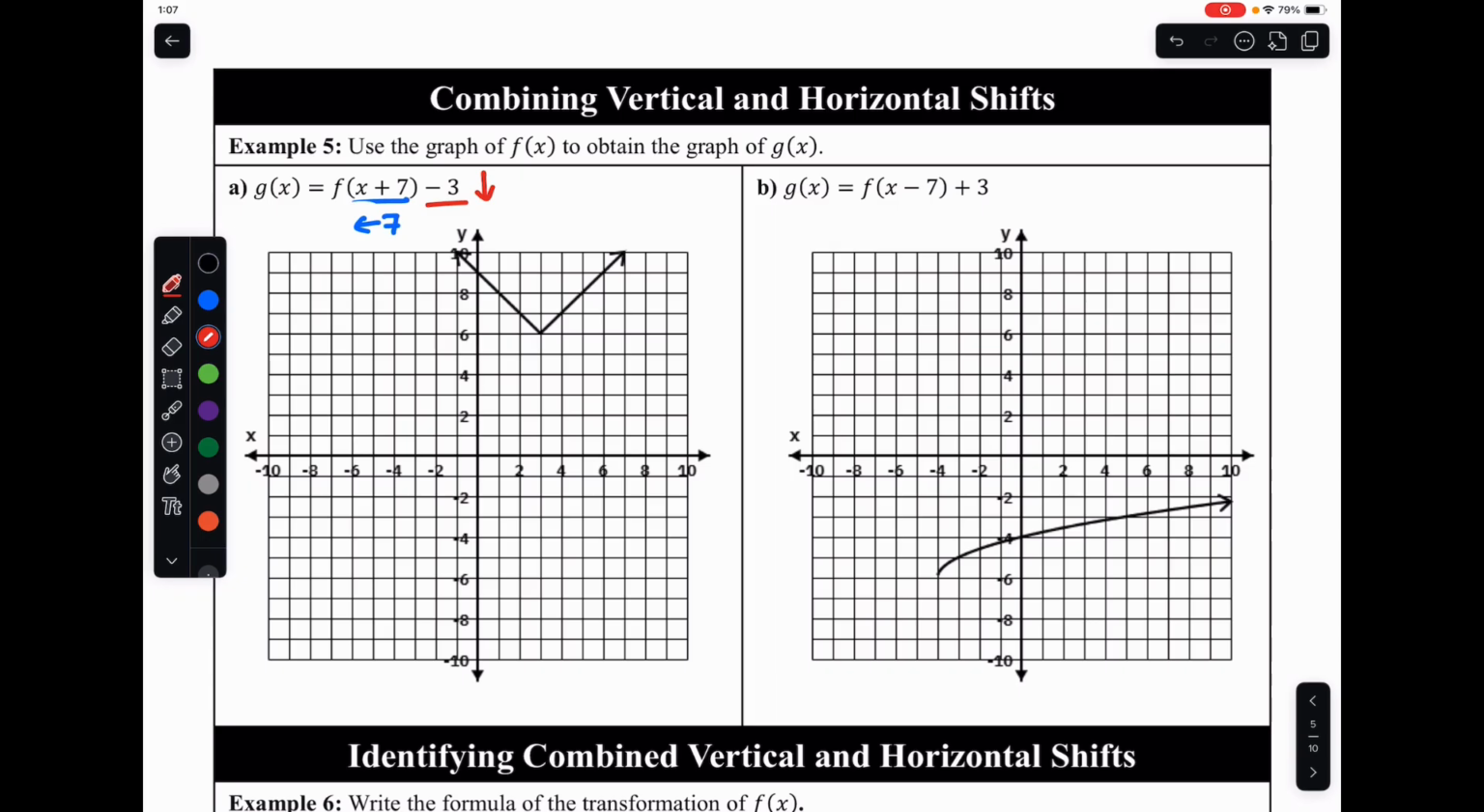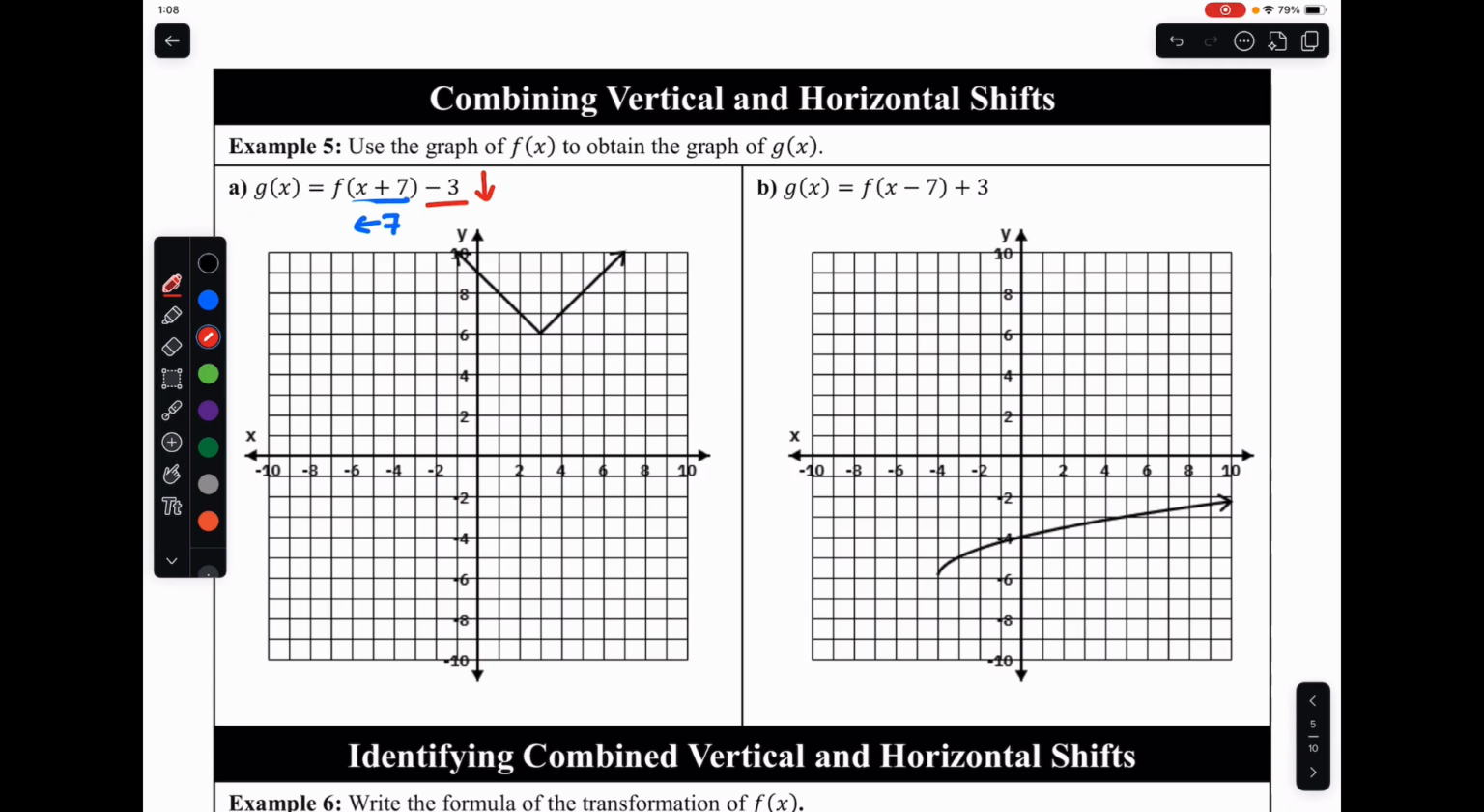Now, if I had a table of values instead of a graph right here, I would just do those operations to the x values, subtract 7 from the x values, and that will be my new set of x's. Subtract 3 from my y values, and that will be the new set of y's. And then do whatever I need to do with that information. Plug it in, graph it, and things like that.